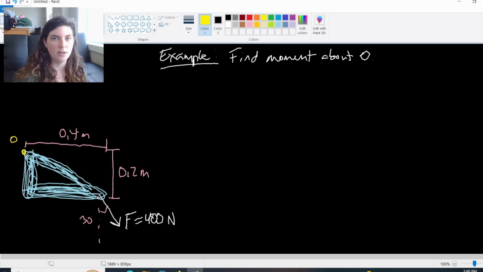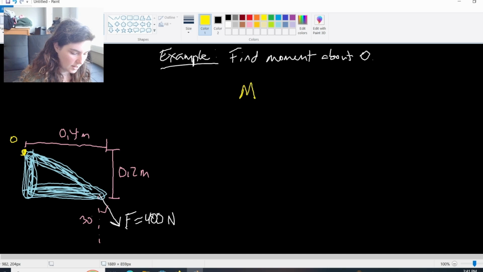So let's take a look at this example. We want to find the moment about point O, just this point over here, given this force of 400 newtons that's acting 0.4 meters over and 0.2 meters down at a 30-degree angle. We want to find the moment of this force about point O. So there are a couple of ways we could do that. One is we can think about our scalar analysis, and that was our M equals FD.